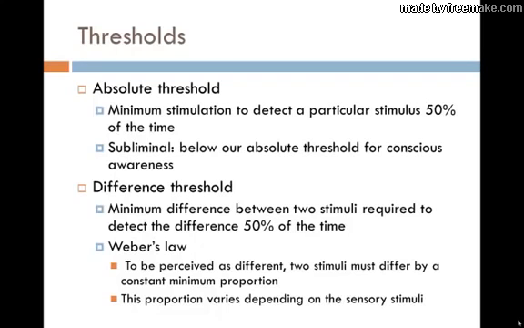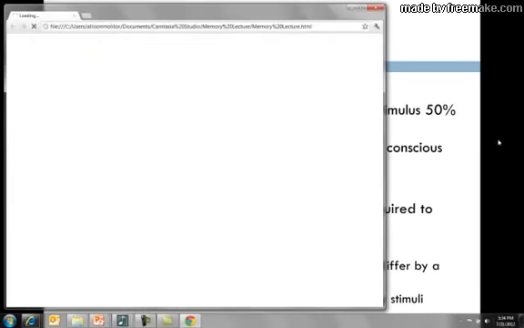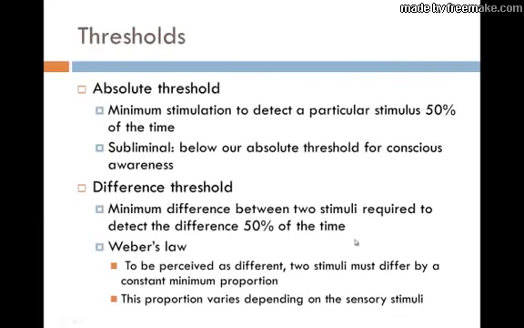And Weber's law is that to be perceived as different, two stimuli have to differ by a constant minimum proportion. That proportion varies depending on the sensory stimuli. So we've defined how much different certain things have to be in order for us to detect them.